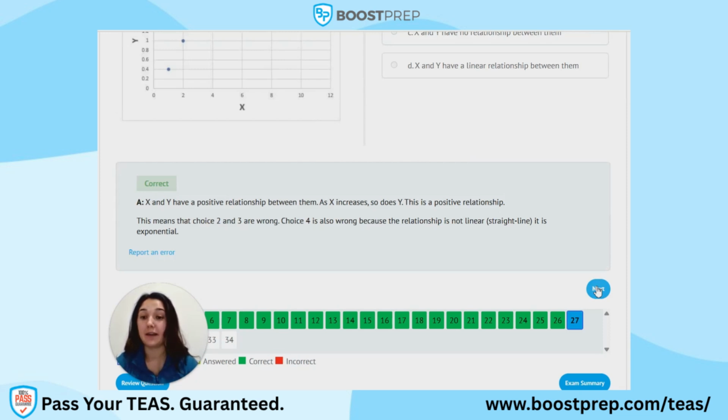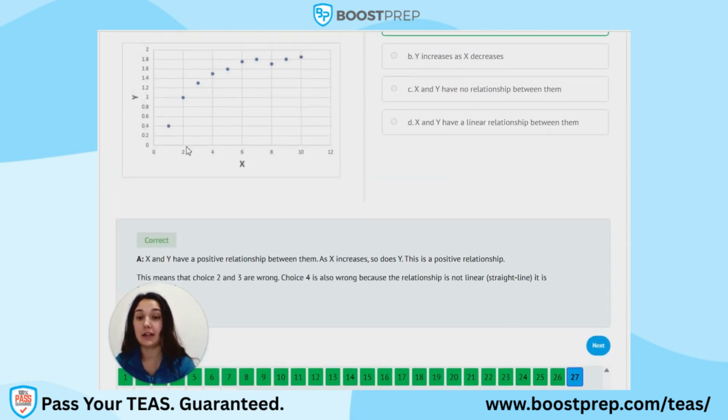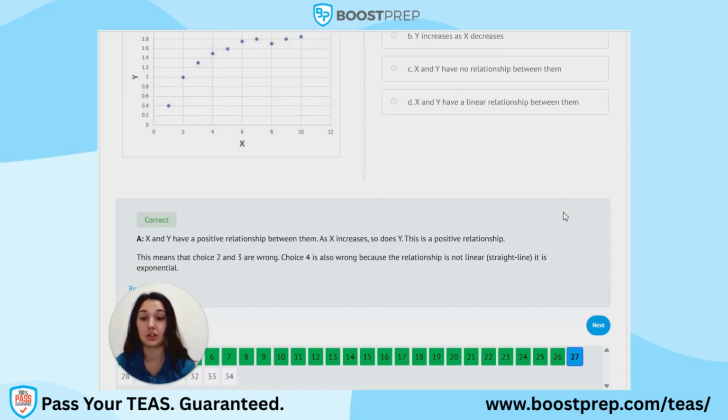The correct answer is A. X and y have a positive relationship between them because as x increases, so does y, which shows you a positive relationship.